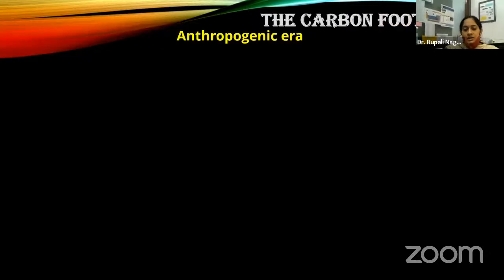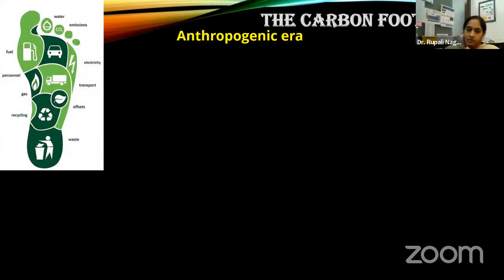So hence comes the question of the carbon footprint. So we have already entered the Anthropogenic Era. What is this era? It is when human interventions or human activities disturb the ecological system of the earth. So we talk about the carbon footprint. There are many activities which lead to the emission.